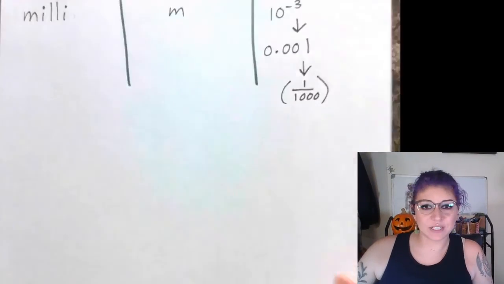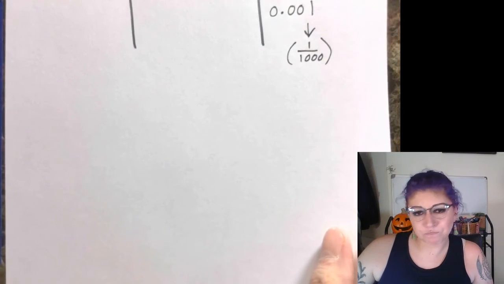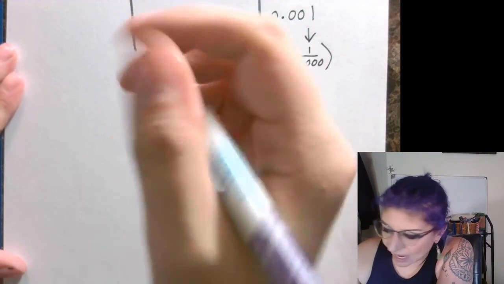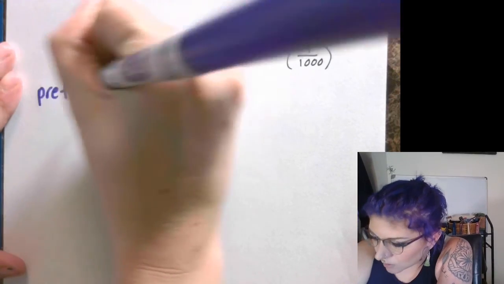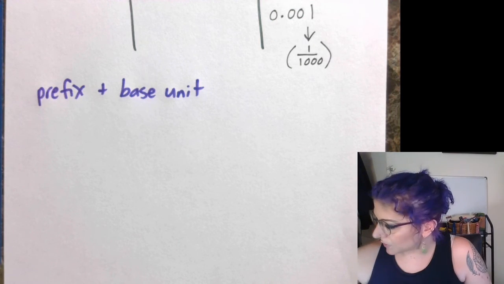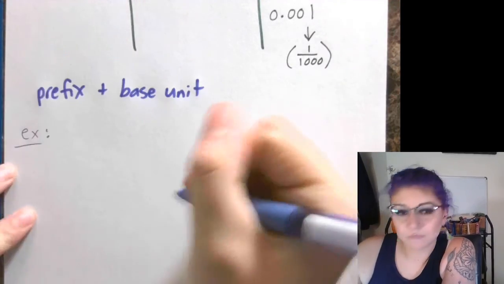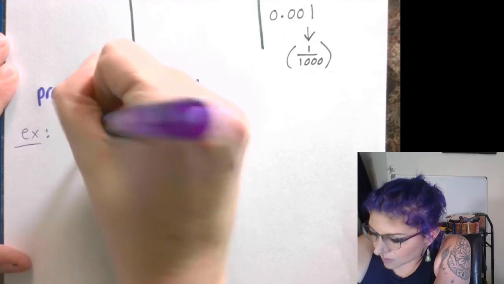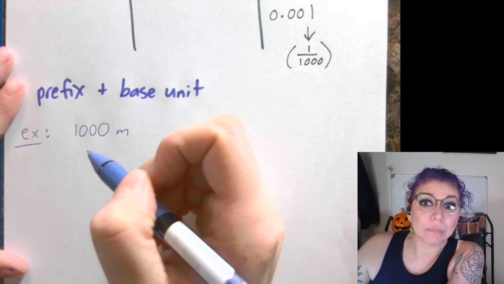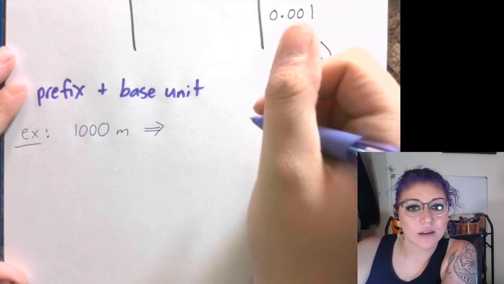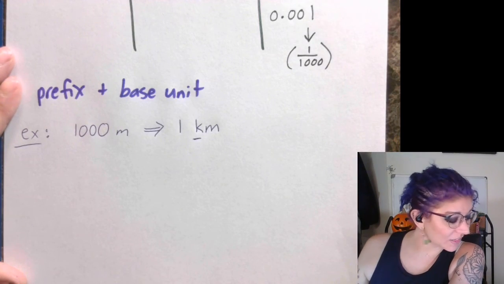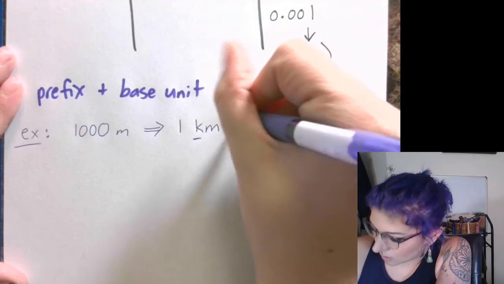How do we use the prefixes to actually write a measurement out? The way you use prefixes is you have your prefix plus your base unit. Let's look at some examples. 1,000 meters is 1,000 times bigger than 1 meter. So we can write this as 1 kilometer. Remember, k, kilo, 1,000, kilometer. There we go.